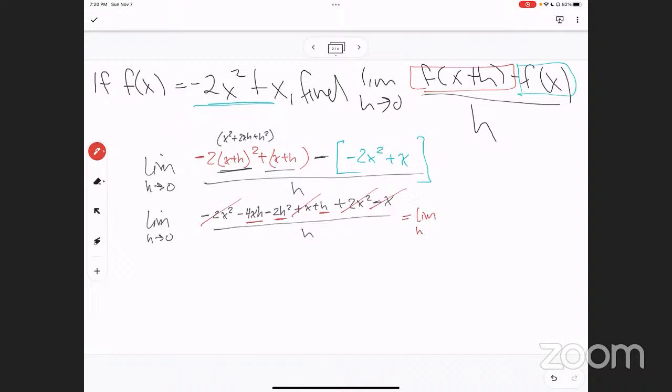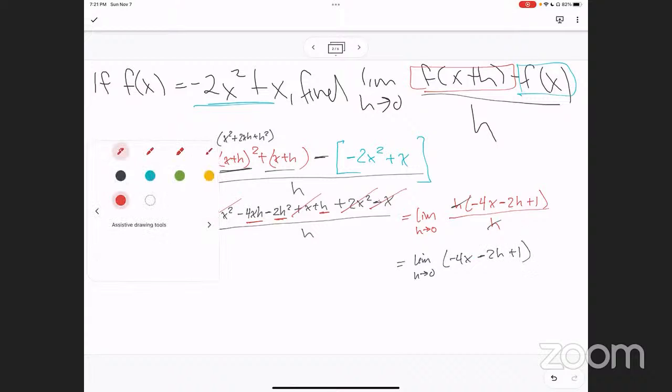Why is that so important? Because then I can factor the h out of all those things. And I have negative 4x minus 2h plus 1 left over, all over h. Do you see what I did there? I factored an h out of each one of these three. Don't forget that plus 1 there. It's very important. And now the h's cancel, which means this is the limit as h goes to 0 of negative 4x minus 2h plus 1.